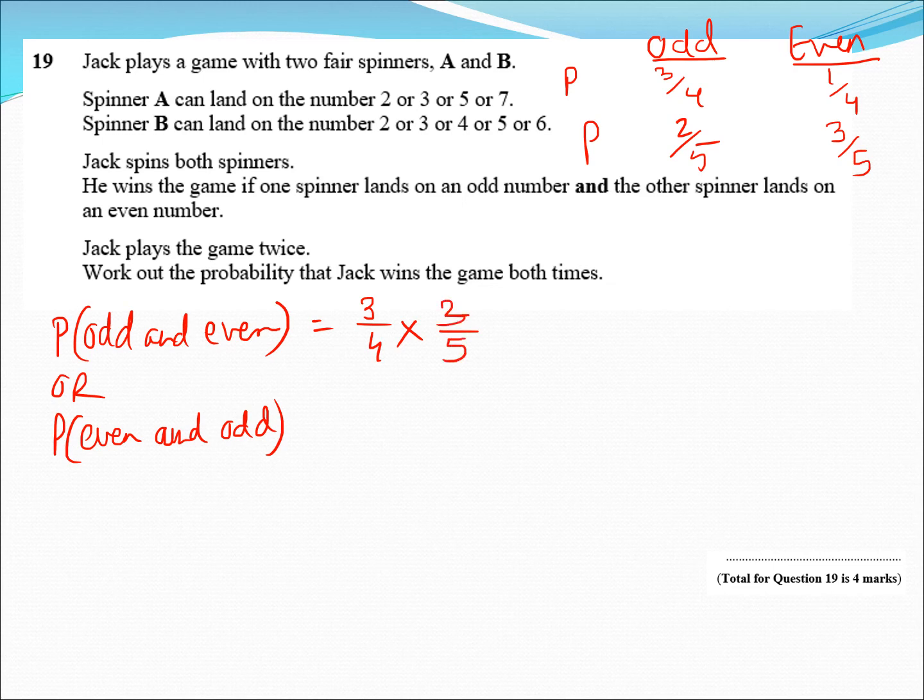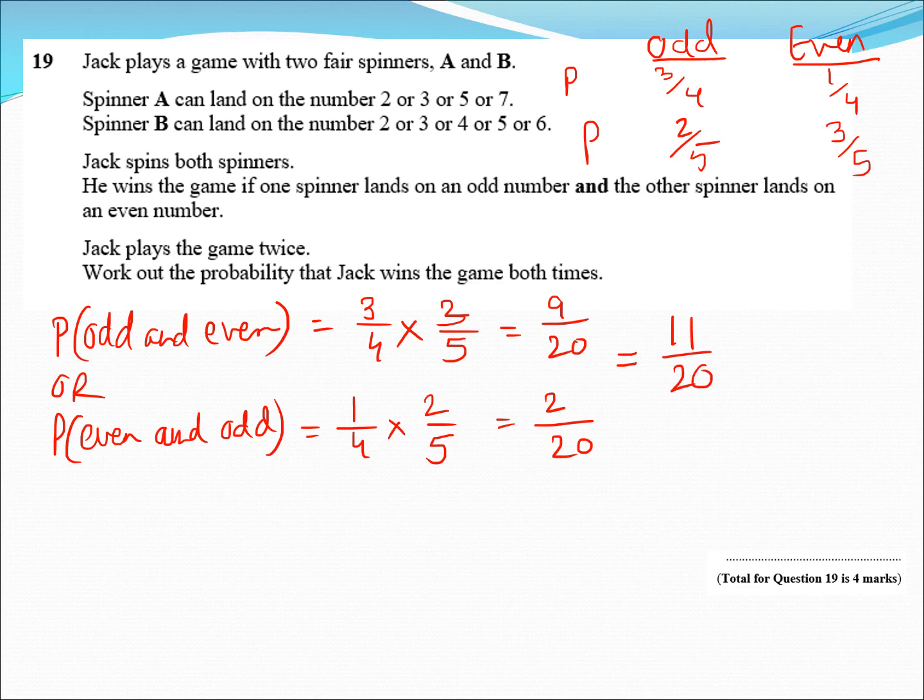The other one is going to be 1 out of 4 times 2 out of 5. I'm going to get 9 out of 20, 2 out of 20. So the total probability of winning is going to be 11 out of 20.